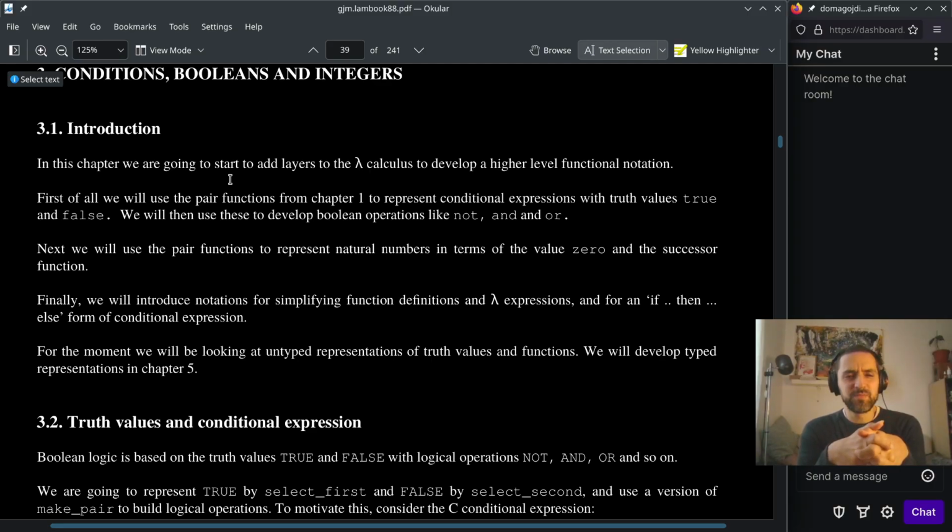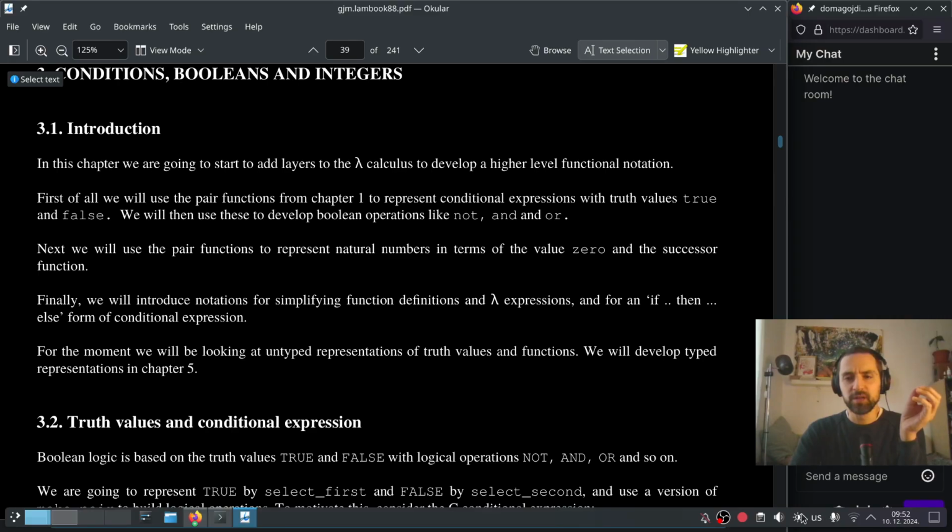Next, we will use the pair functions to represent natural numbers in terms of the value 0 and the successor function. Finally, we will introduce notations for simplifying function definitions and lambda expressions, and for an if, then, else form of conditional expression. So we will do branching, control flow. For the moment, we will be looking at untyped representations of truth values and functions. We will develop typed representations in chapter 5.